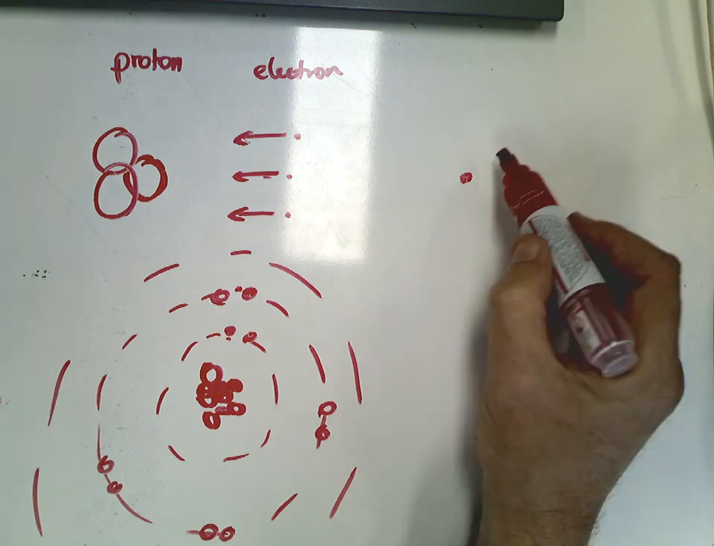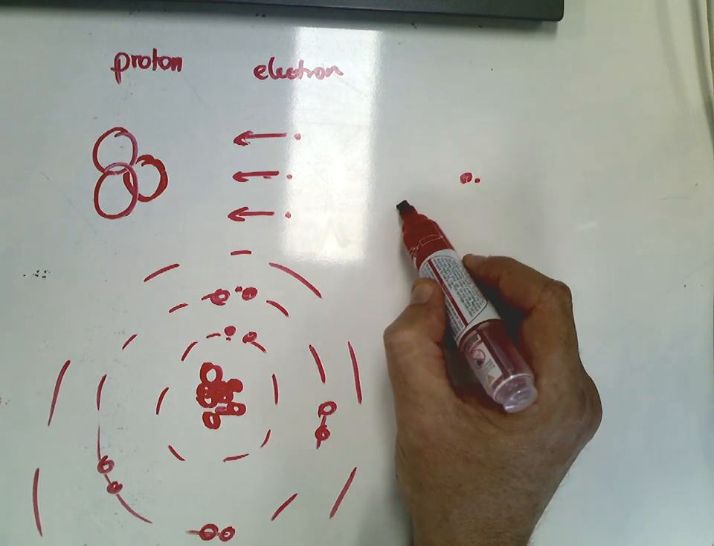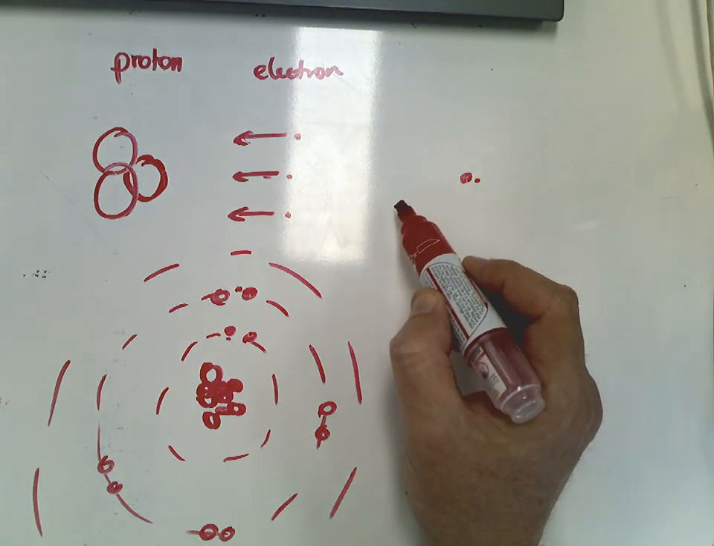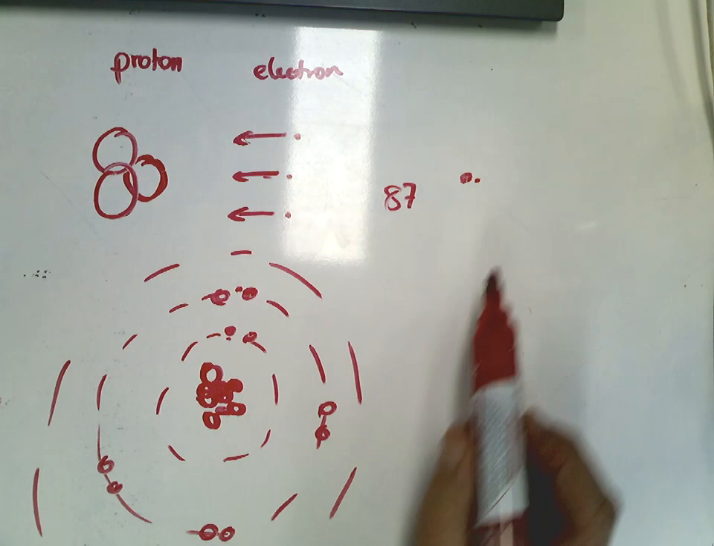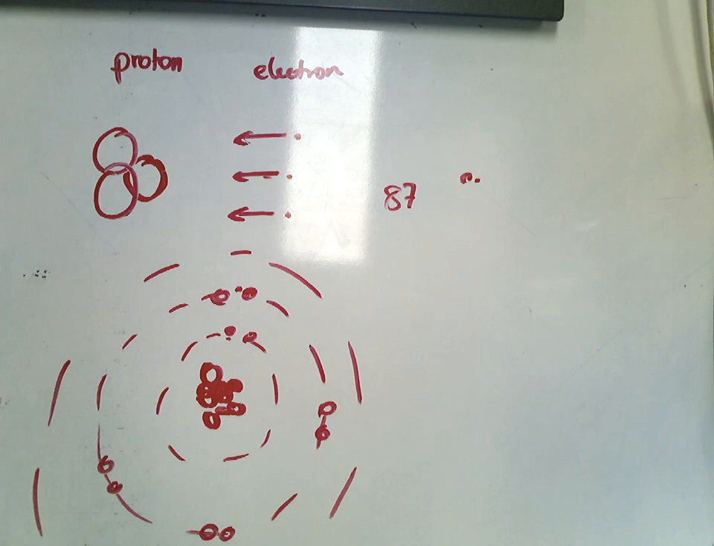So if you think about it, if we go to a big element like francium, I suppose, let's have a look at francium. It's not our biggest element, but there are roughly 87 electrons in between this electron and the actual nucleus. And all electrons repel each other because they're negative.